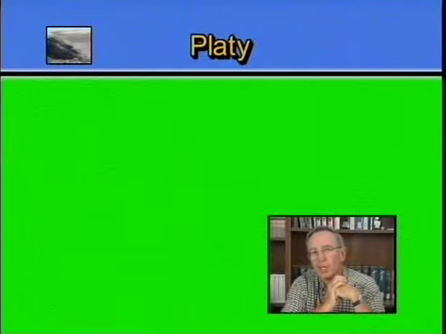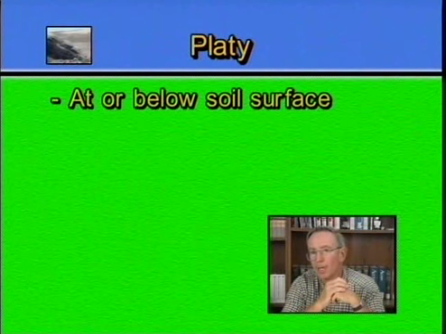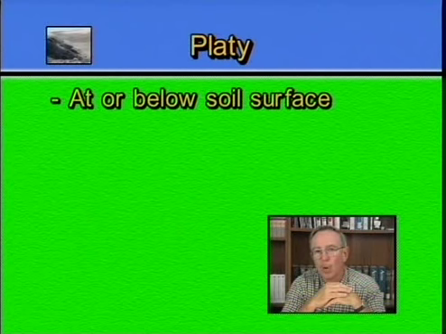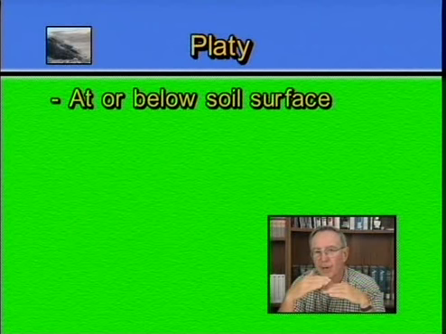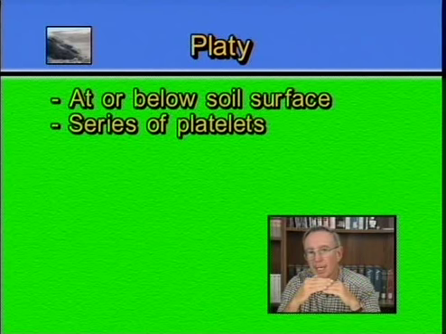So back to the first type again, the platy type of soil structural unit. Platy types of soil structural units could be found either at the soil surface or below at some depth in the soil profile. A platy type of structural unit is one where we have actually a series of platelets that overlap each other in that particular soil.